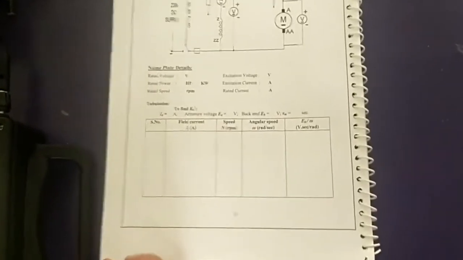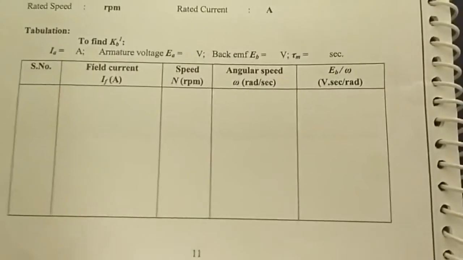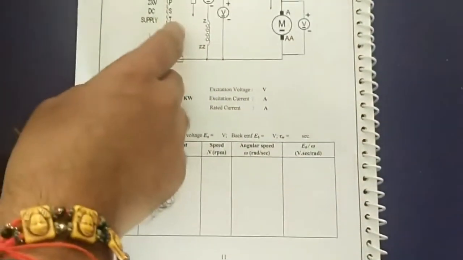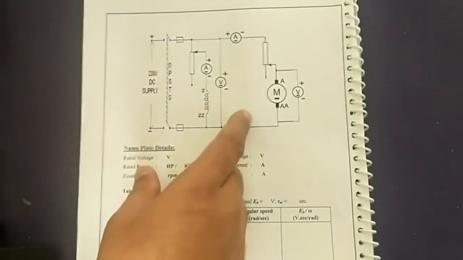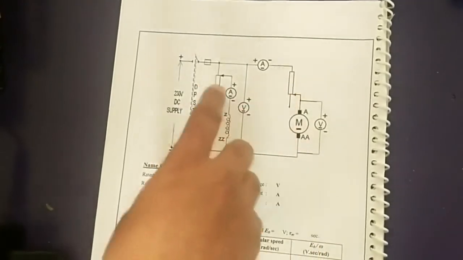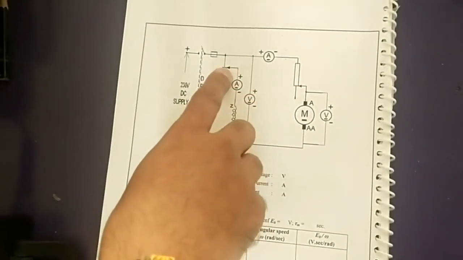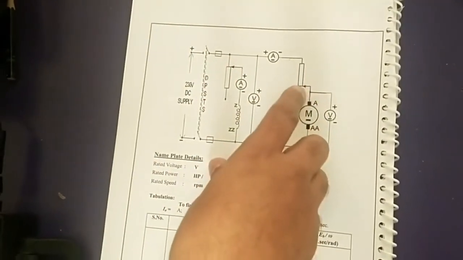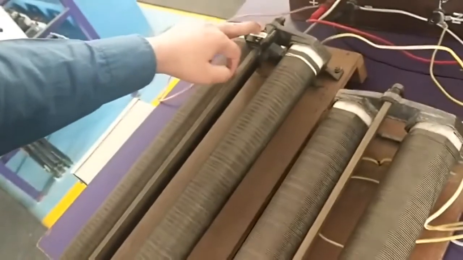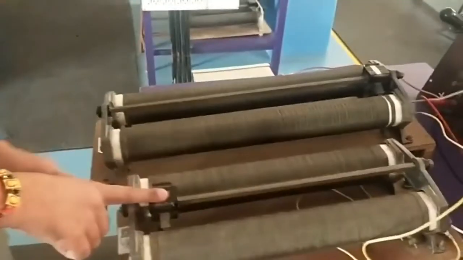Now once connections are over, then we need to cross check the procedure. If you observe the procedure, first we are applying the DC supply to the DC motor, and before that we need to cross check what are the positions of field rheostat and the armature rheostat. Field rheostat is always at minimum resistance position, and the armature rheostat will be at maximum resistance position. Right? If you observe, here it is the field rheostat, it is in minimum resistance position, and this is the armature rheostat, it is at maximum resistance position.